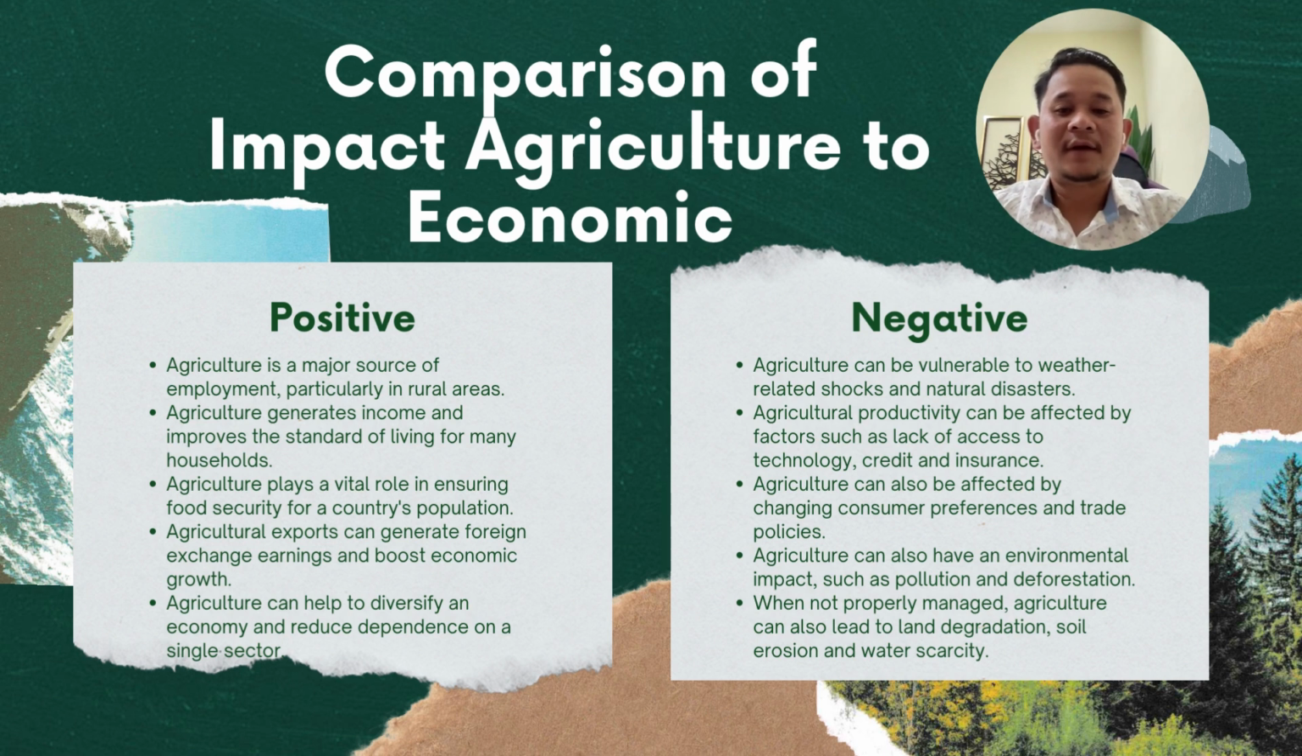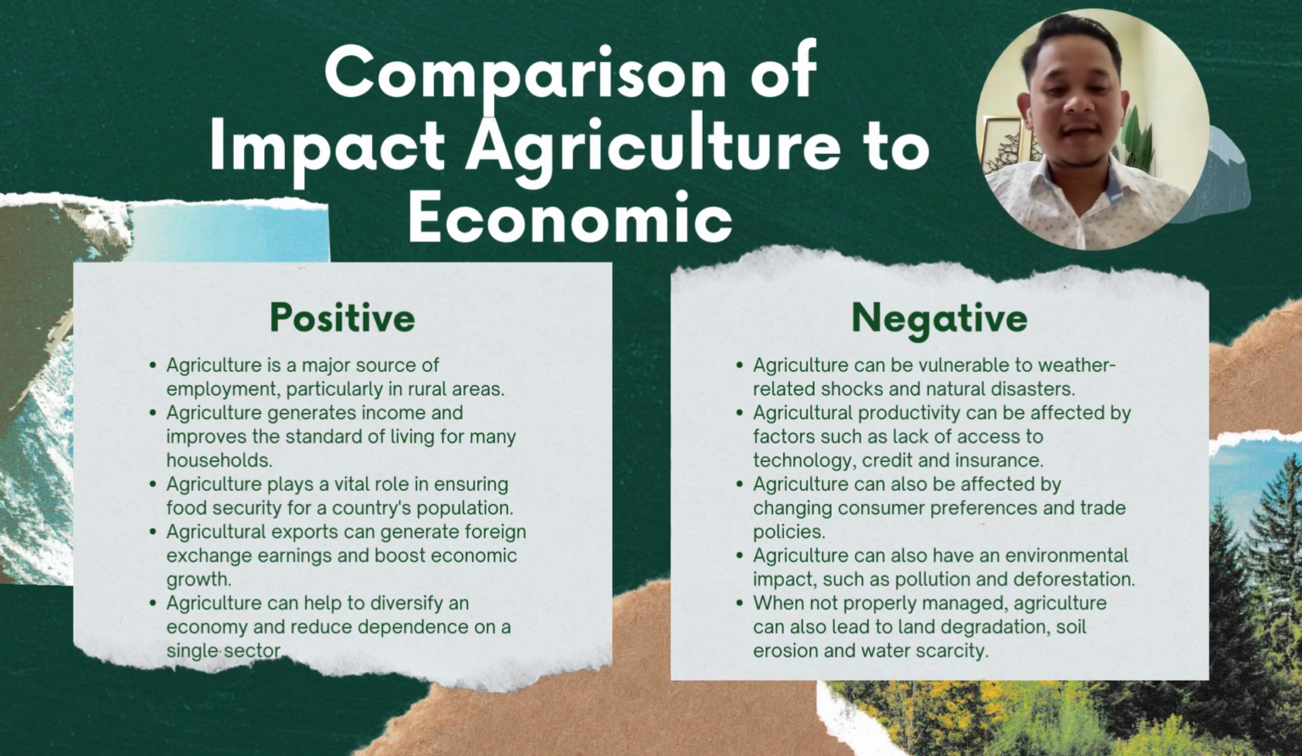Now we did a comparison of the impact of agriculture to the economy, positive and negative. The positive: agriculture is a major source of employment, particularly in rural areas. Agriculture generates income and improves the standard of living for many households. Agriculture plays a vital role in ensuring food security for a country's population. Agriculture exports can generate foreign exchange earnings and boost economic growth. The last one, positive: agriculture can help diversify the economy and reduce dependence on a single sector.